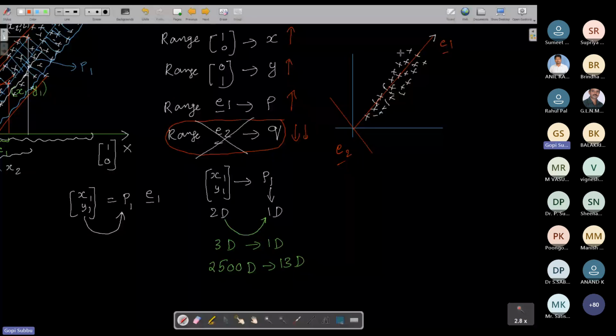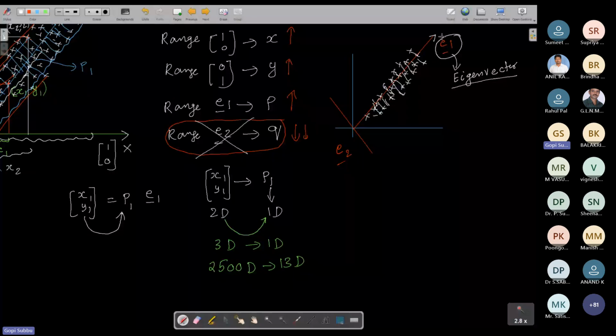It means that you are projecting the points on this line and finding out the variance. That variance happens to be the larger. You are finding the direction of the basis vector such that after projection, the variance is the largest. That basis vector is what we call the eigenvector. So this is for 2D to 1D, and we found only one eigenvector.